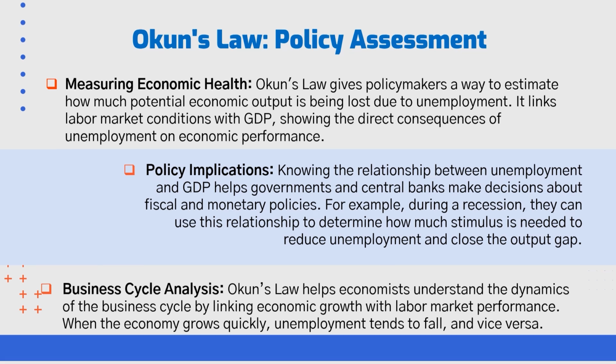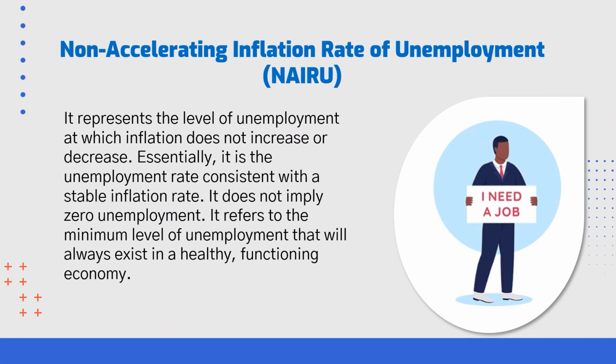Now let's explore a critical macroeconomic concept known as the non-accelerating inflation rate of unemployment, NAIRU. NAIRU represents the level of unemployment at which inflation remains stable. It's an unemployment rate where the economy is in balance, neither overheating nor stagnating. If unemployment falls below NAIRU, inflation accelerates due to rising wages and demand. If unemployment rises above NAIRU, inflation decreases as wage growth slows and spending declines. Why is it important? It helps policymakers determine how much unemployment is too low. Central banks utilize NAIRU to set interest rates and avoid inflationary spirals.